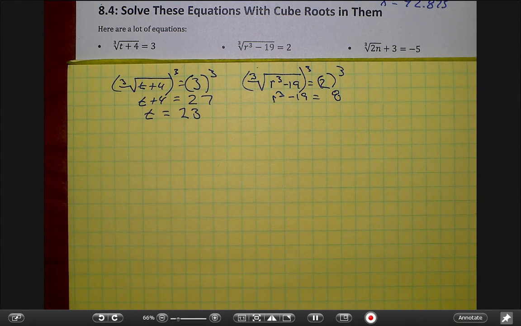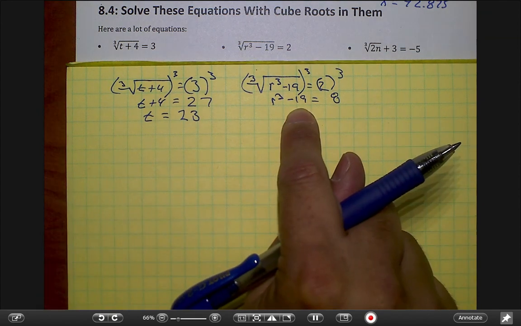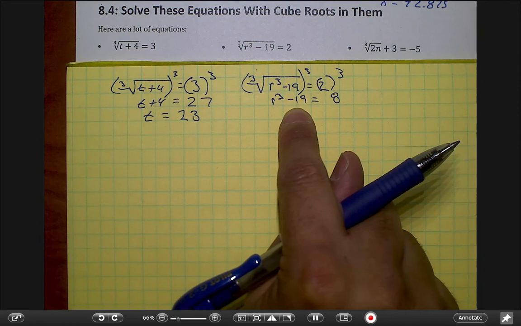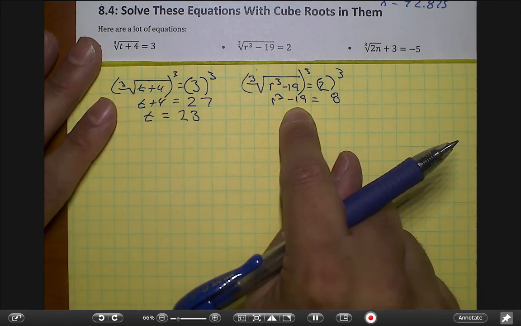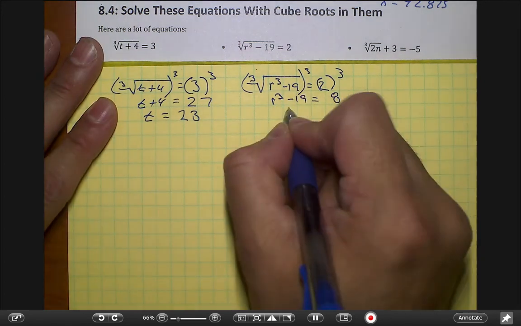Okay. You gotta square root it. Okay. And cube root it. Before I do that, I need to get rid of this. So minus, plus 19. Plus 27.